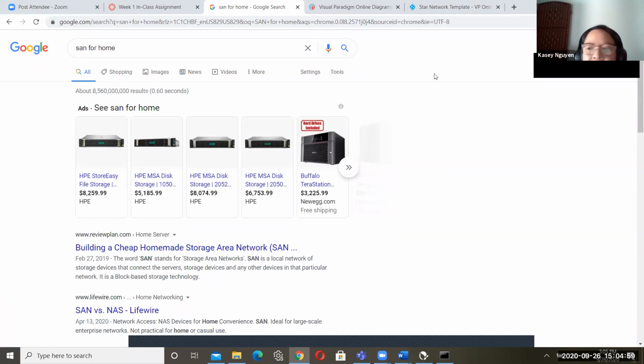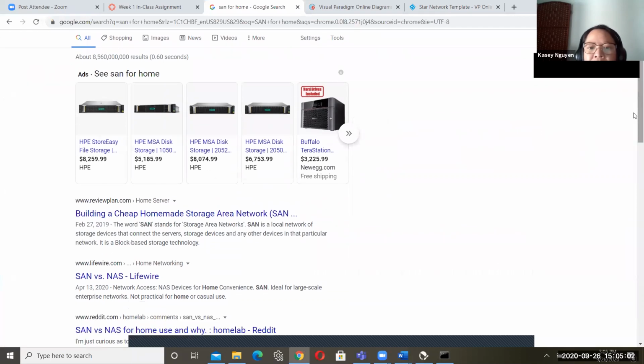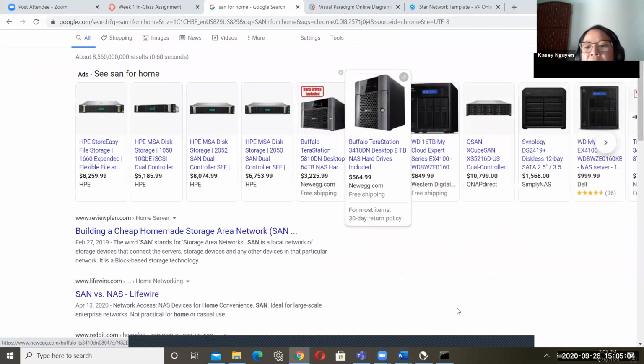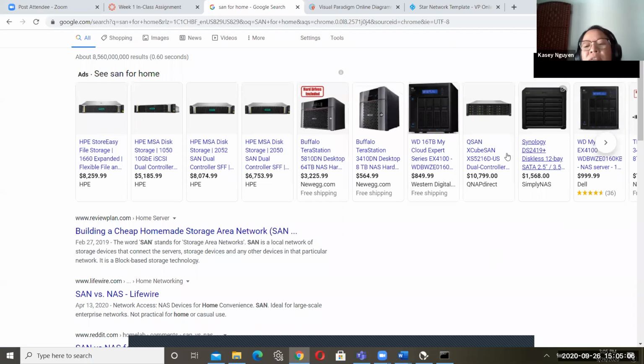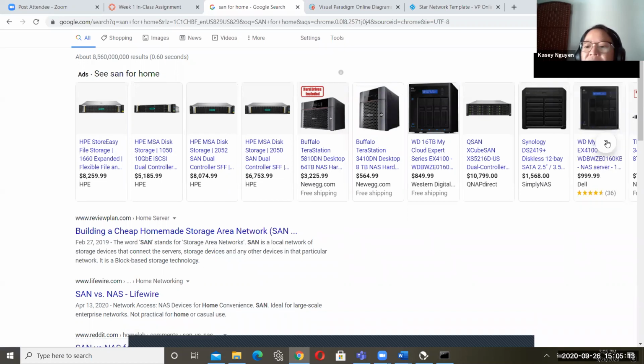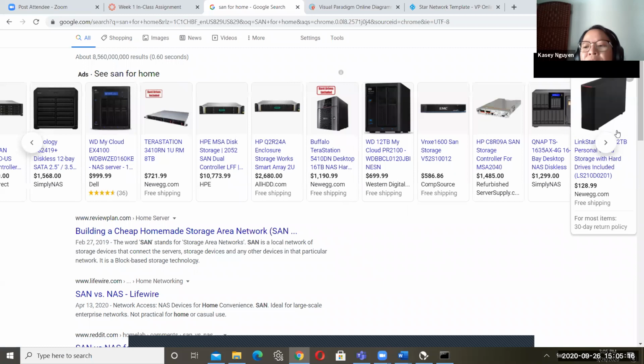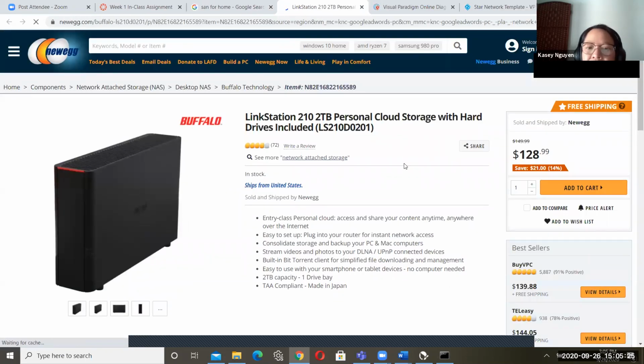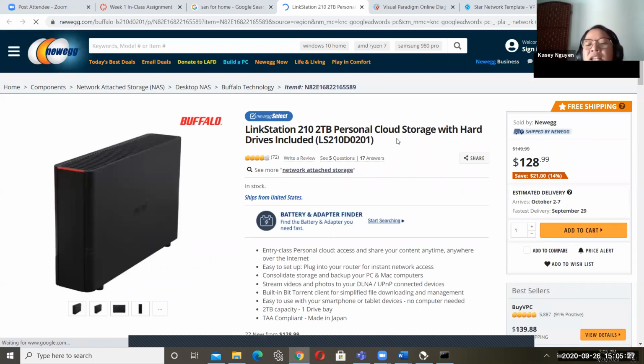When I looked at this yesterday, it gave me cheaper systems. Okay, so you see a range of them. Some of them are in the thousands of dollars. Some of them are in the hundreds, right? So they have a range and you can specify or filter your search. So let's say that I wanted to do this one. This is a LinkStation with 2 terabyte personal cloud storage with hard drive included.